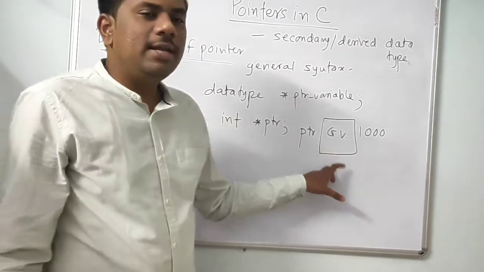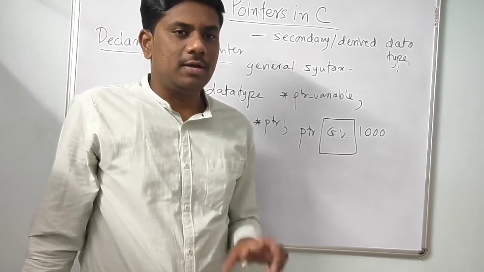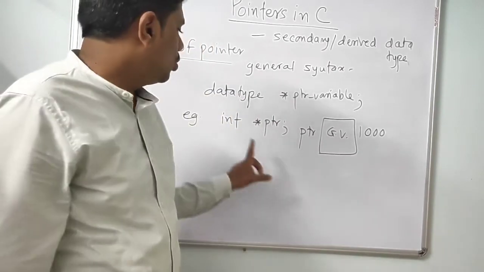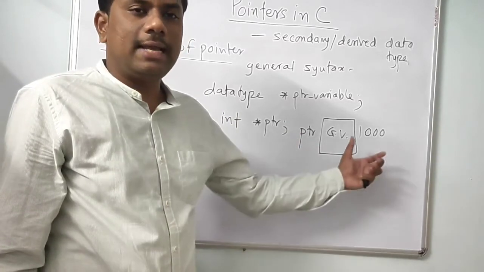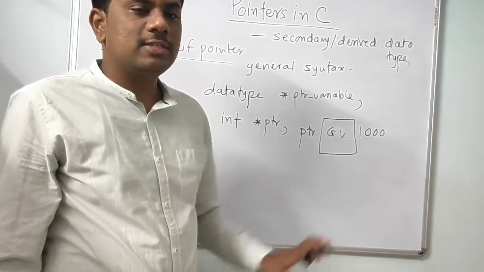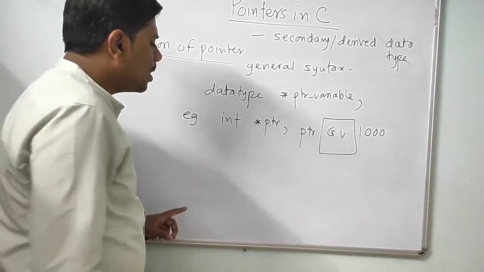Getting? But for Linux, 8 bytes of memory it will take for all types of pointer. That is very important. No matter which data type you are using for your pointer, it will take 8 bytes of memory on a Linux platform, that is on the GCC compiler. So remember this.